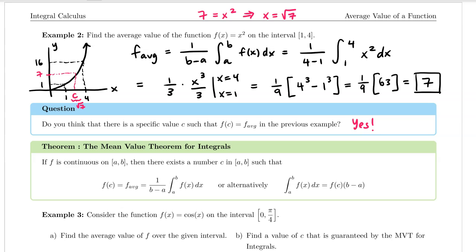And that leads us into the mean value theorem for integrals, which says, if f is continuous on the closed interval from a to b, then there exists a number c in that interval such that f of c is equal to the average value of the function, which we already know from earlier is equal to that thing. Or alternatively, if I take f of c is equal to this thing, and I multiply both sides of the equation by b minus a, that gives me this alternative version of my mean value theorem for integrals.